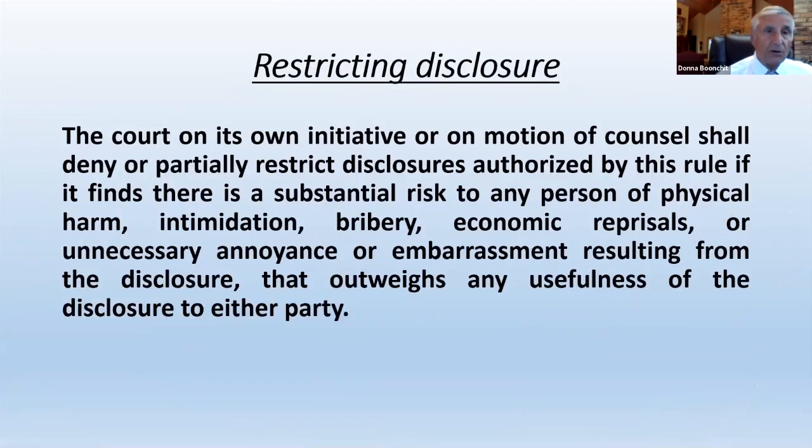Restricting disclosure. The court, on its own initiative or on motion of counsel, shall deny or partially restrict disclosures authorized by this rule if it finds there is a substantial risk to any person of physical harm, intimidation, bribery, economic reprisals, or unnecessary annoyance or embarrassment resulting from the disclosure that outweighs any usefulness of the disclosure to either party. So basically, the state will provide this in camera to the court and argue that it shouldn't be turned over because there's a substantial risk, physical harm, bribery, intimidation, or what have you.